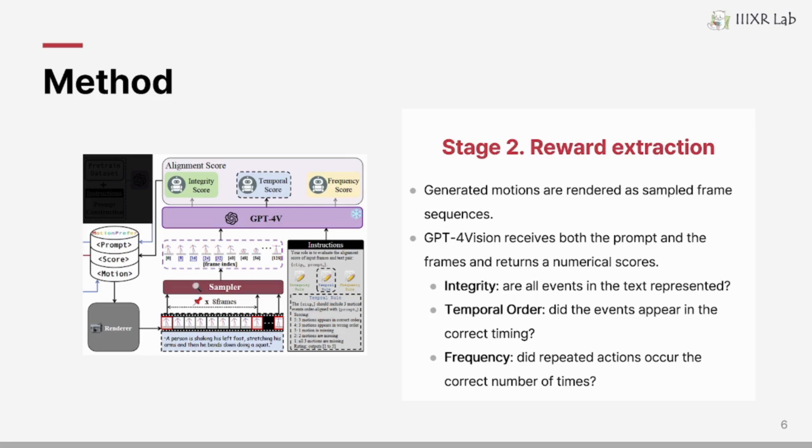In the second stage, the model takes a novel approach to reward extraction. Here, each generated motion is rendered as a series of sampled image frames, and these frames, along with the original text prompt, are fed into GPT-4Vision. But instead of asking for a general judgment, the authors provide GPT-4Vision with specific evaluation instructions. The model is asked to assign scores along three axes.